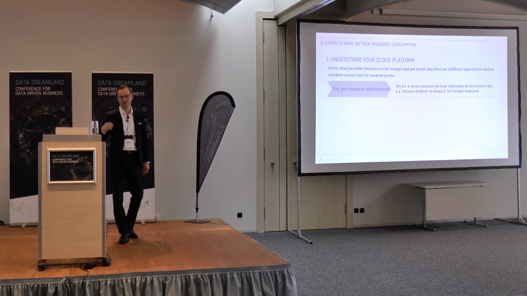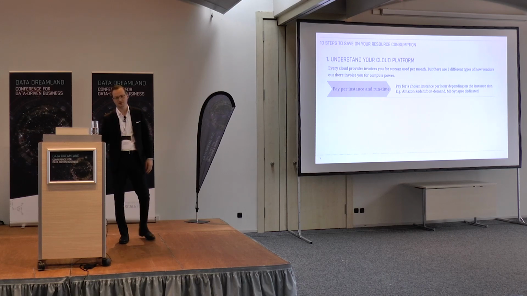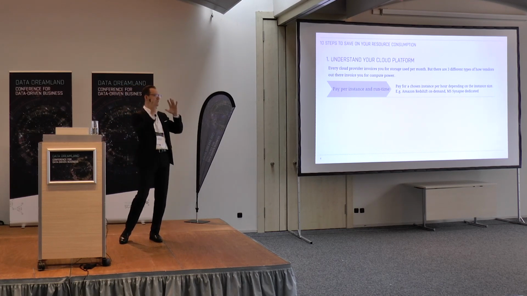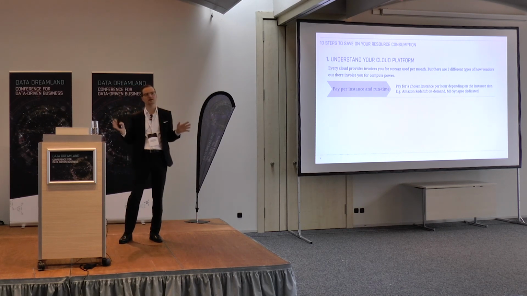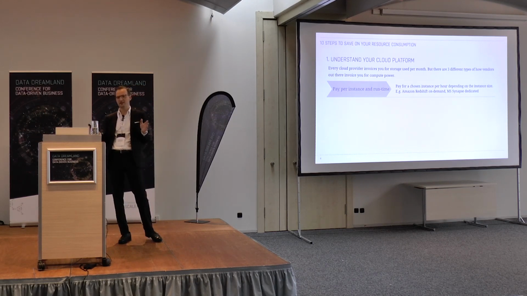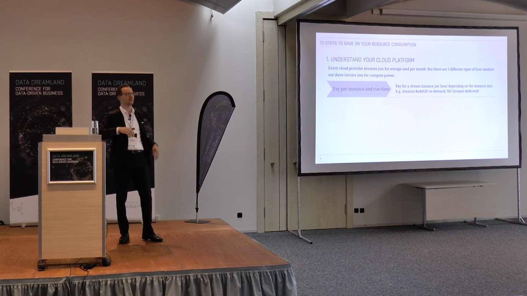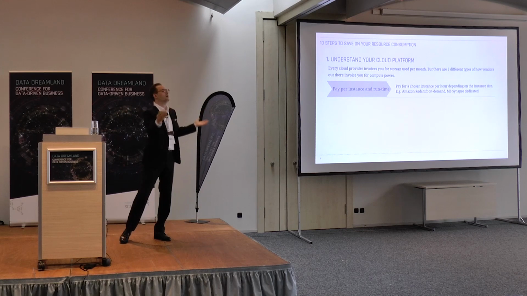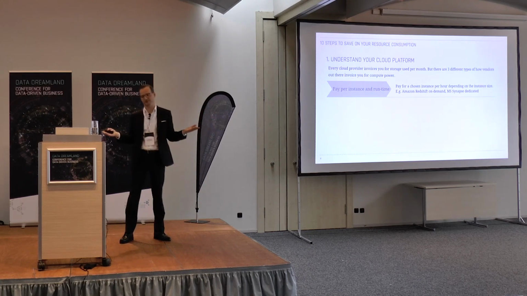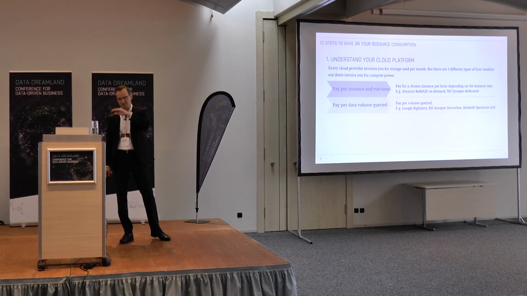The first thing is pay per instance and runtime. This is where it all started when we had only on-prem, and then Amazon came with AWS, and then we had the possibility to rent, let's say, a computer on AWS, which is great, right? So you can pay for a chosen instance per hour depending on the instance size. So if you get a big instance, you pay more per hour, that's it, right? A renting principle. That's still there at Amazon Redshift On Demand, Microsoft Synapse Dedicated.